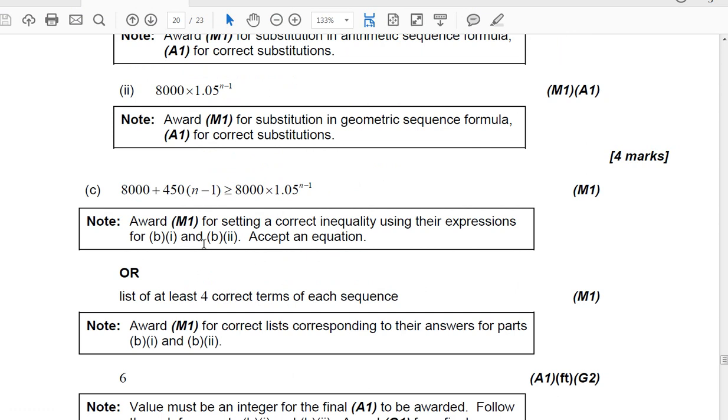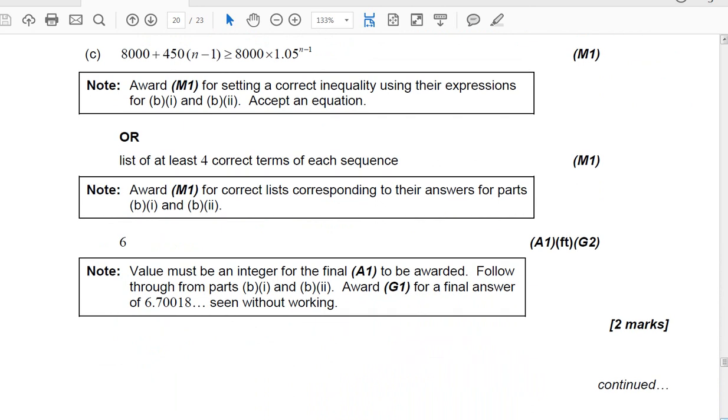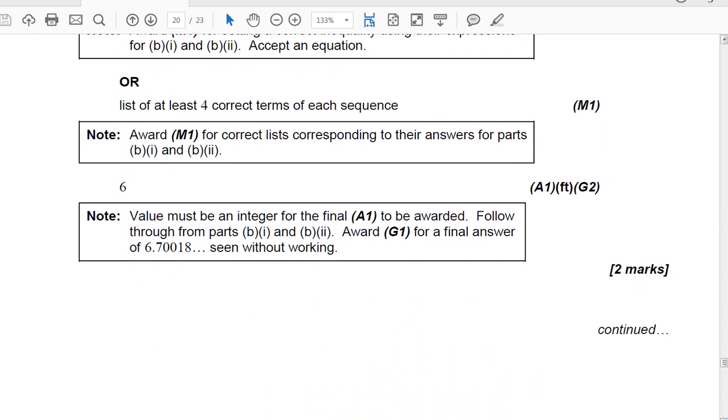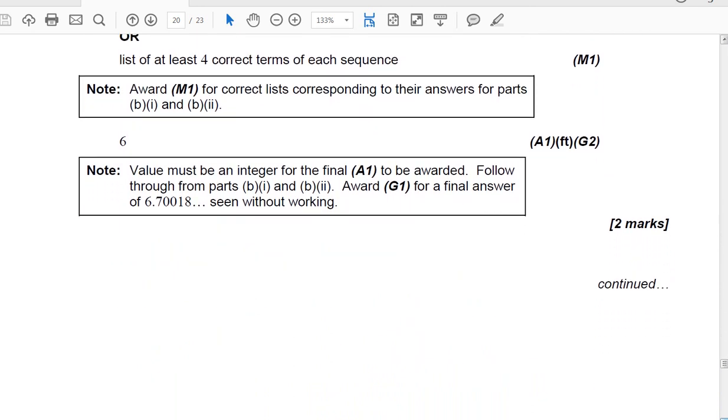Okay, so we plugged it in, got this, so we're okay. Or at least 4 correct terms of each sequence. So they're just saying if you went through and actually added them all up or multiplied them up. That's fairly easy there too, but you'd have to do that for the last problem 15 times. There's a good chance if you did that 15 times, you'd end up with a wrong number somewhere in there.